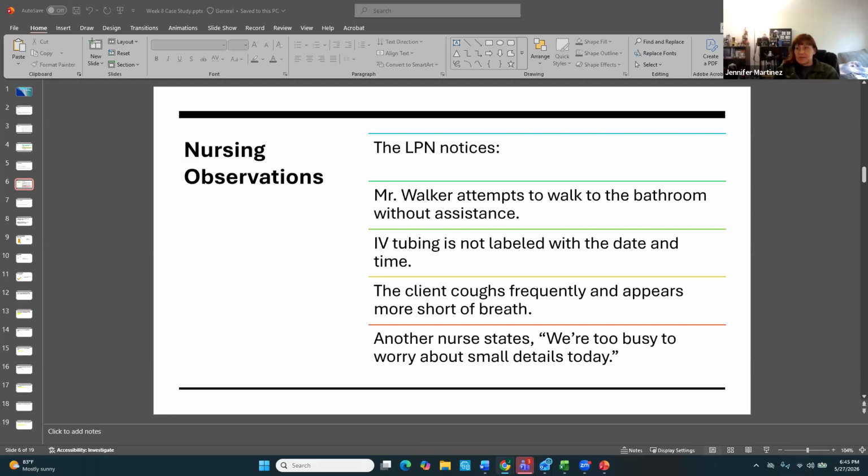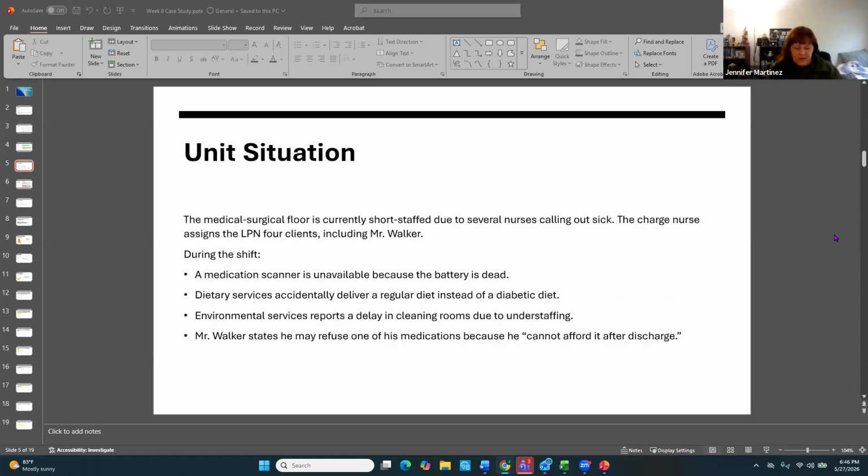So, nursing observations. The LPN notices that Mr. Walker attempts to walk to the bathroom without assistance. The IV tubing is not labeled with the date and time. The client coughs frequently and appears more short of breath. And another nurse states, "We're too busy to worry about small details today." So with this information, let's start with what's going on with the unit. What are some issues here?